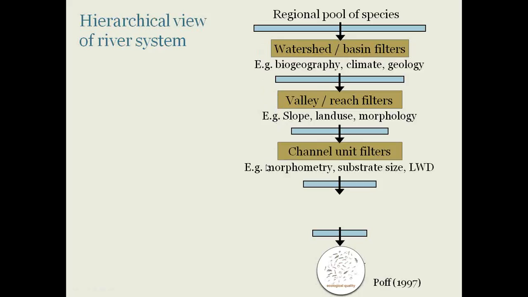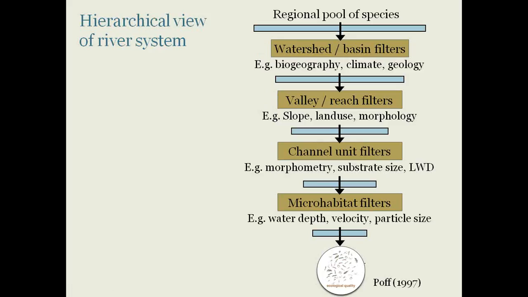Then we get down to the channel unit filters. These are things like the substrate size, large woody debris at your site. And finally, the final filter is what Koch termed the microhabitat filters. So these are things directly at the point where you're taking your sample, things like water depth, the flow velocity at the site, and also the particle size. And so the community that you're seeing here at the bottom is basically taken from that regional pool, passed through the filters, and he's hypothesized that this is what is driving the structure of the community.